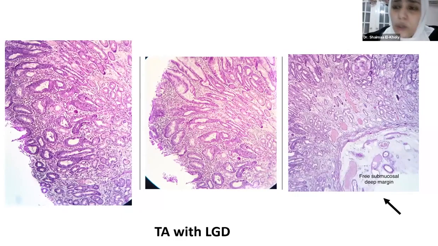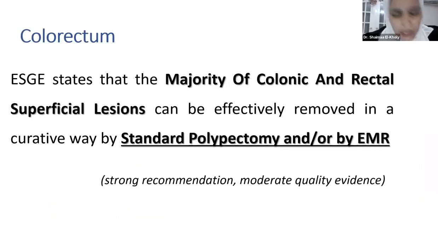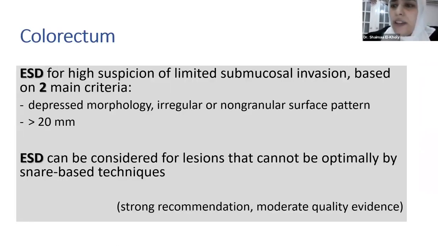So when it comes to the colon, it is actually one of the most forgiving organs. Here is a statement stated by the ESGE. It states that most of the colonic lesions or polyps can be removed by the standard polypectomy or EMR. And the ESGE just confined ESD to two indications. First, for the lesions that may show suspicion of submucosal invasion, and lesions that are not optimal for EMR.